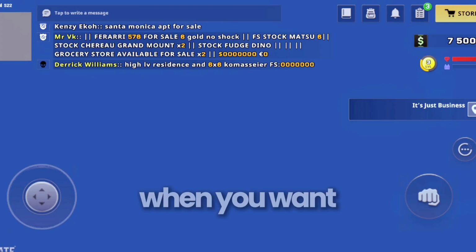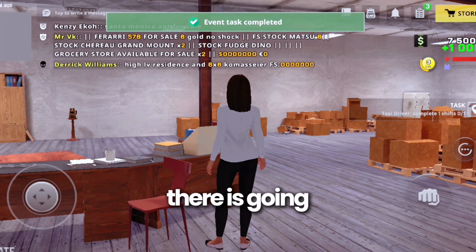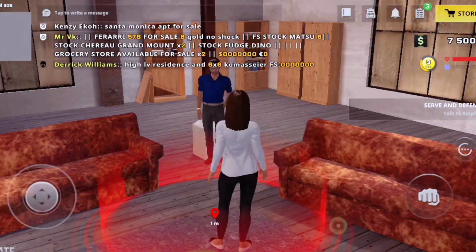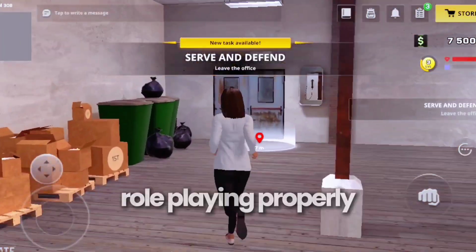Your role play should be a role play that everybody there is going to find enjoyable, not just something that will be okay for just you. Do you understand? So make sure that you are role playing properly.